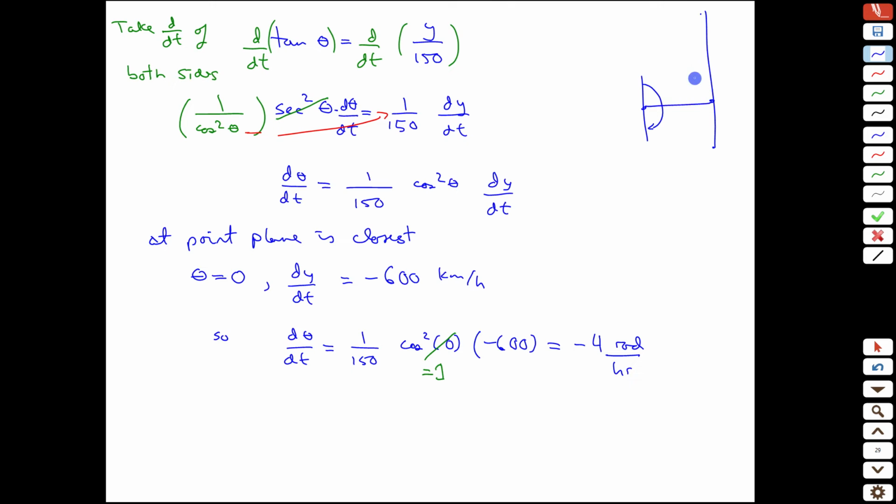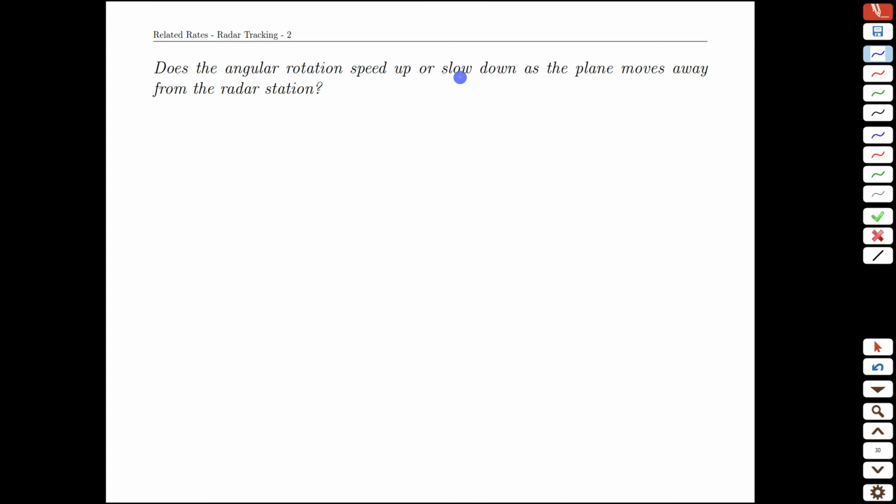And again, is that unreasonable? Not too bad. When we're that far away and traveling 600 kilometers per hour, it's not going to look like the plane is moving that quickly when we're that far away from it. So this seems like a not unreasonable value. Now, as a follow-up question, does that angular rotation speed up or slow down as the plane moves away? So imagine the later scenarios where we're measuring this angle.